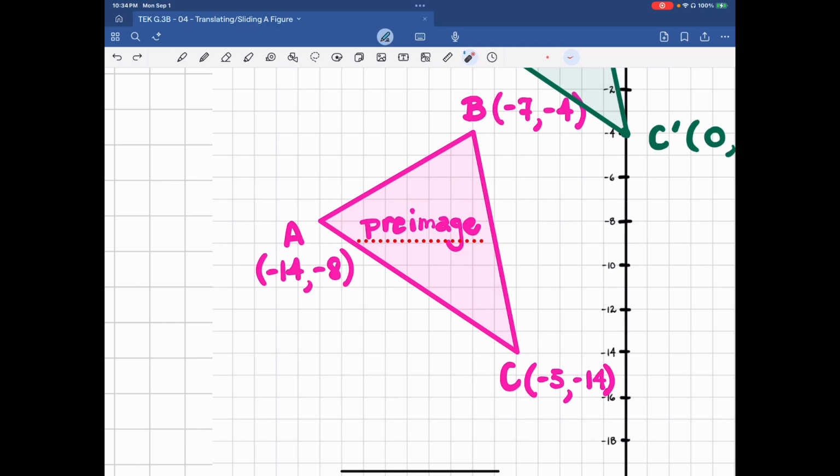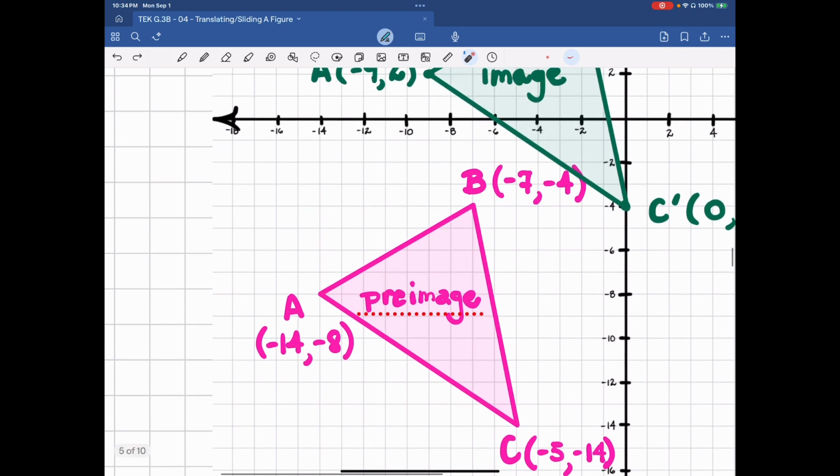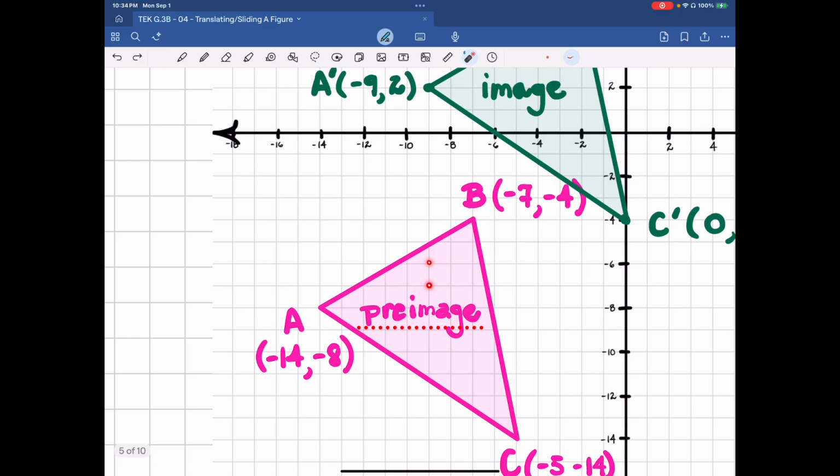So what's going to happen is this A is going to go 5 points to the right. 1, 2, 3, 4, and 5. Now, I'm going up because I have to go up 10 for my y's. So I'm going to go up 1, 2, 3, 4, 5, 6, 7, 8, 9, and 10. And this becomes my new A prime. So my A has moved from this location up to this location right here.